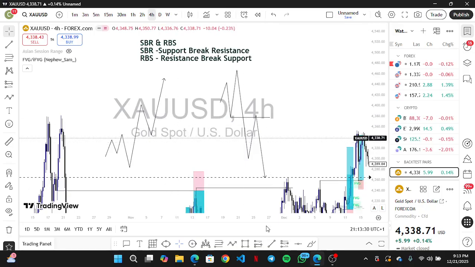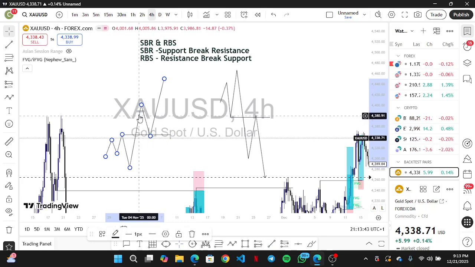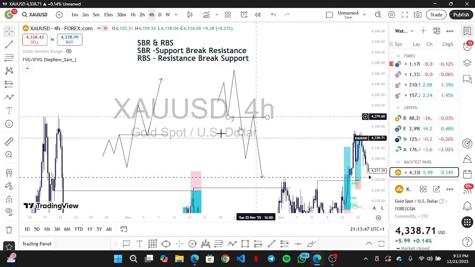So you can have it in different ways. This level was a support turned to resistance, SBR. Now this is an RBS, a resistance turned to support, whereby price is bullish and you look to take this as a long to the upside.